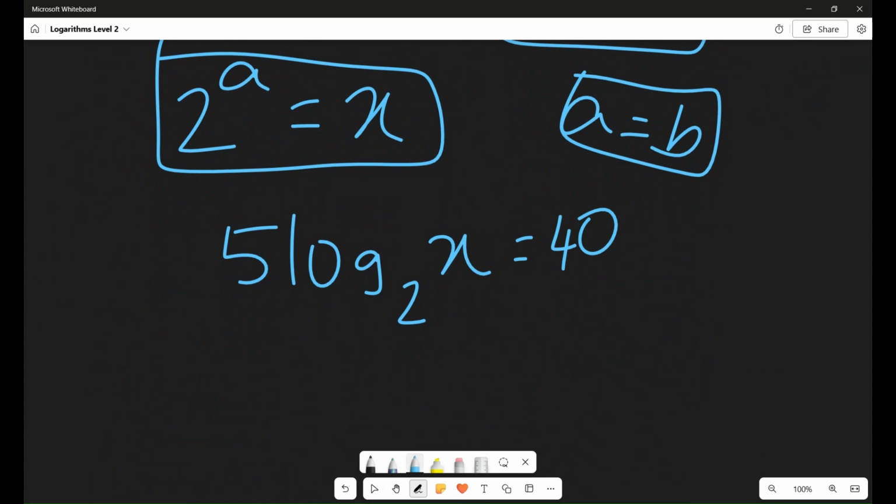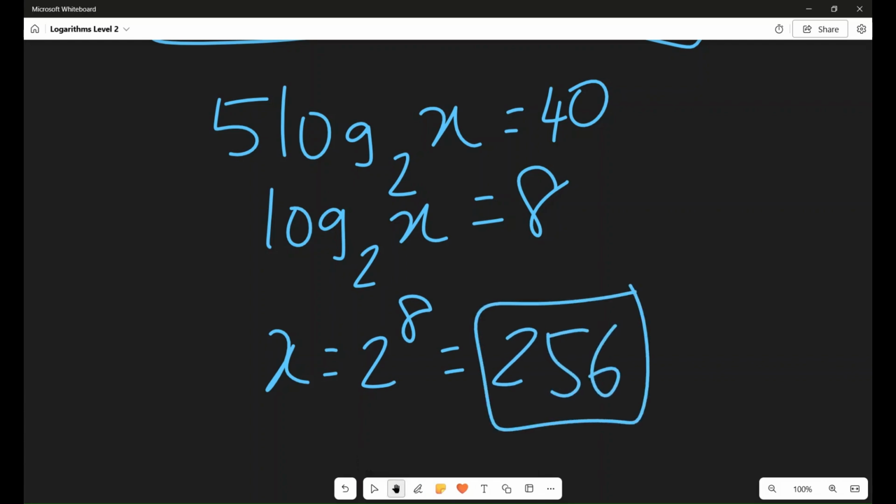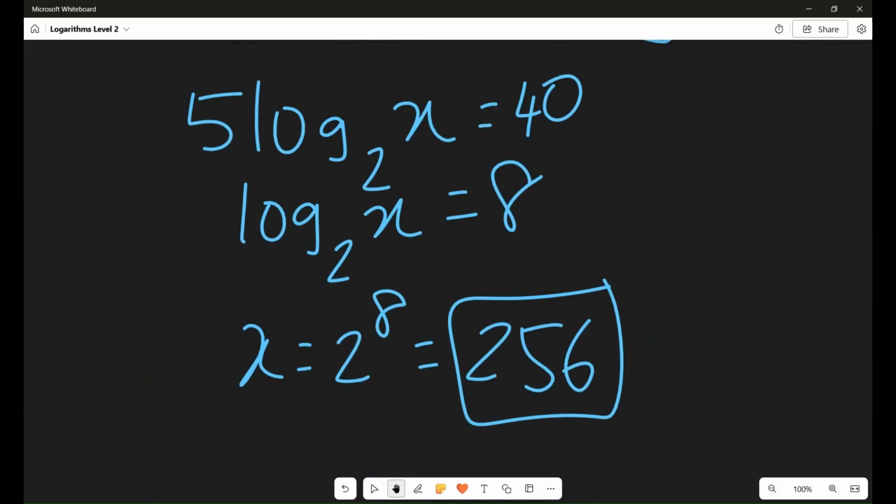So log base 2 of x is equal to 8, and x is equal to 2 to the power of 8, which is 256. We can go back into our problem, and that is option D. And again, we found another new property from this question.